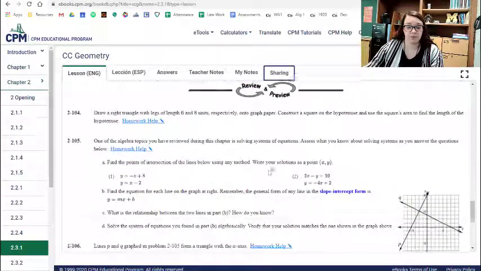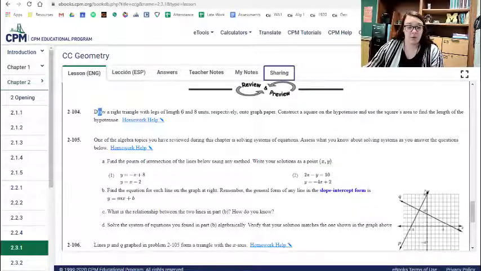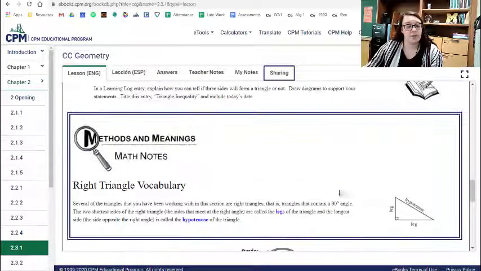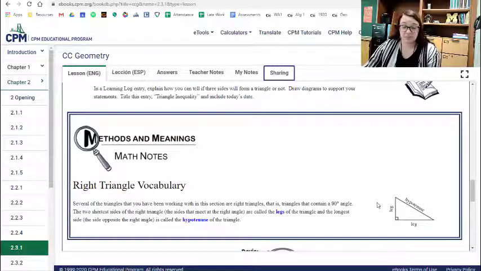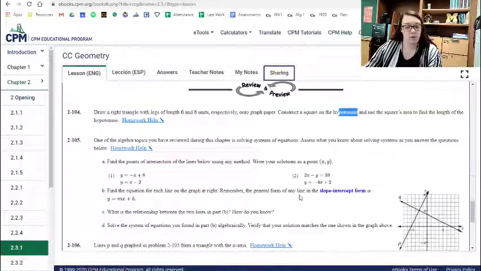If we go down to the review preview, you'll notice 104 is asking you to draw a right triangle and then construct a square on the hypotenuse to find the square's area. Now, you haven't heard this terminology just yet, but it is right above in the right triangle vocabulary. We will specifically take notes on this next week, but there's a little preview for you.